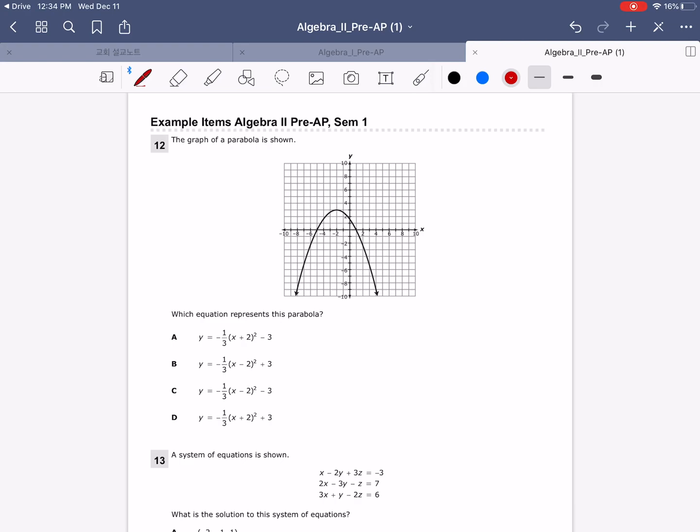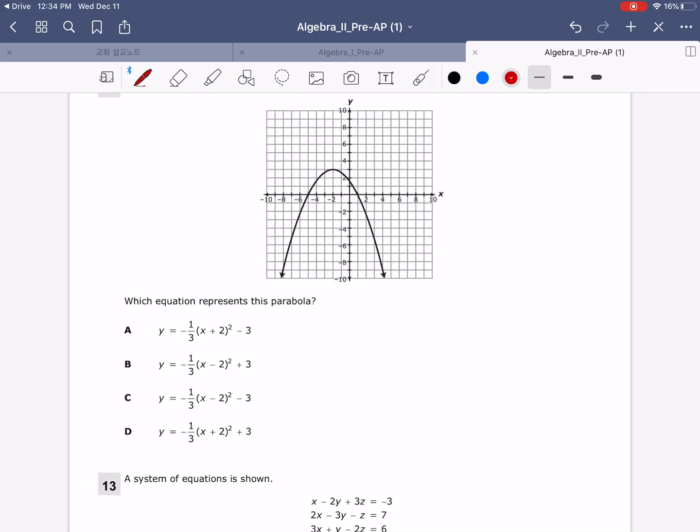Now, the graph of the parabola is shown here. Which one represents this formula? Parabola. Easy. Again, always find the vertex. That's the first thing that you have to do. This one is at -2, 3. So, let's find the vertex here. -2, -3. So that's not going to be the answer.